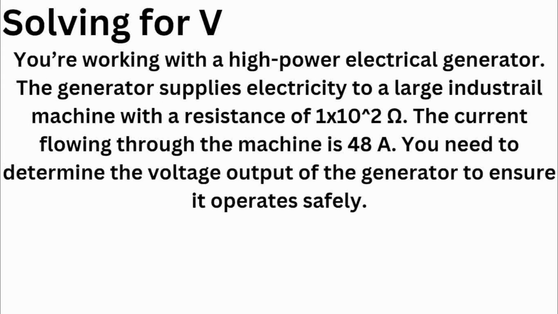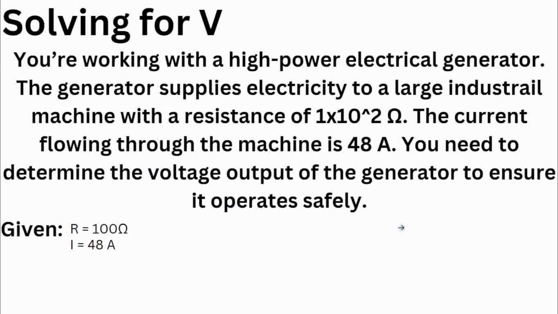Next problem. You're working with a high-power electric generator. The generator supplies electricity to a large industrial machine with a resistance of 1 times 10 to the power of 2 ohms. The current flowing through the machine is 48 amperes. You need to determine the voltage output of the generator to ensure that it operates safely.